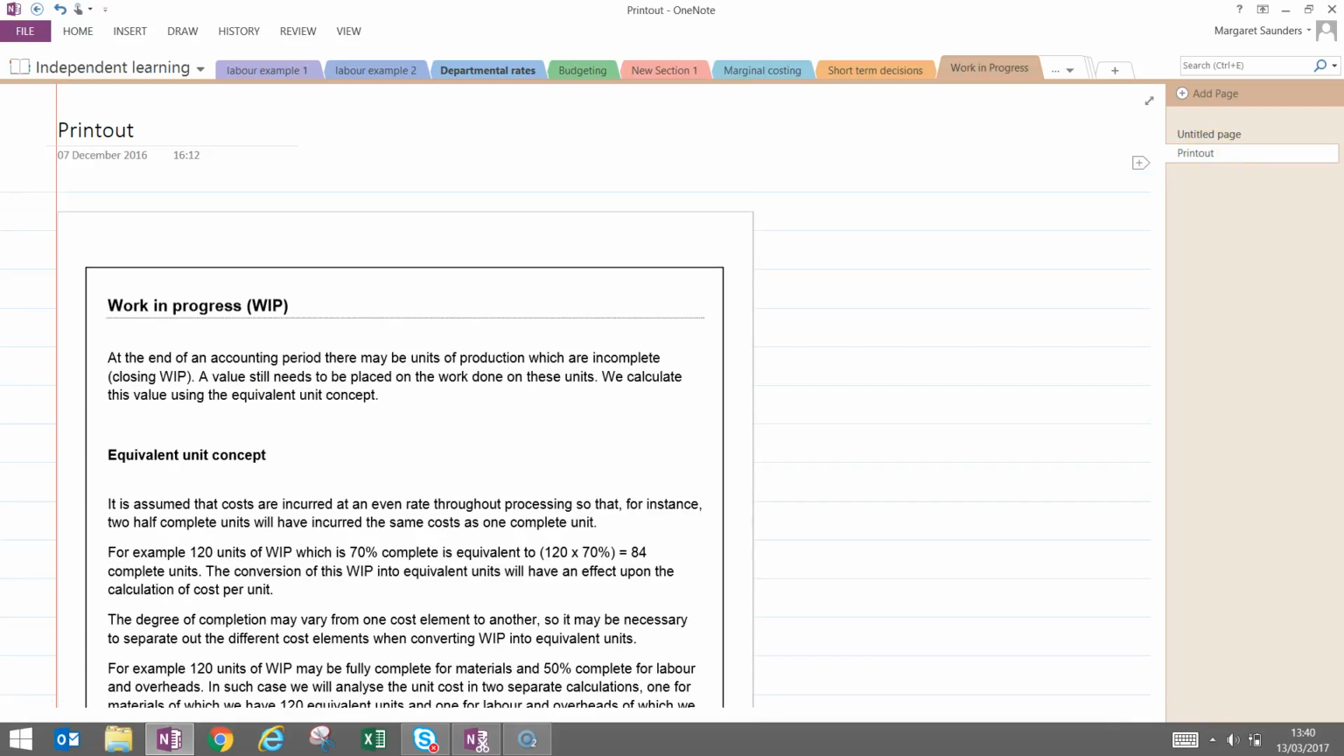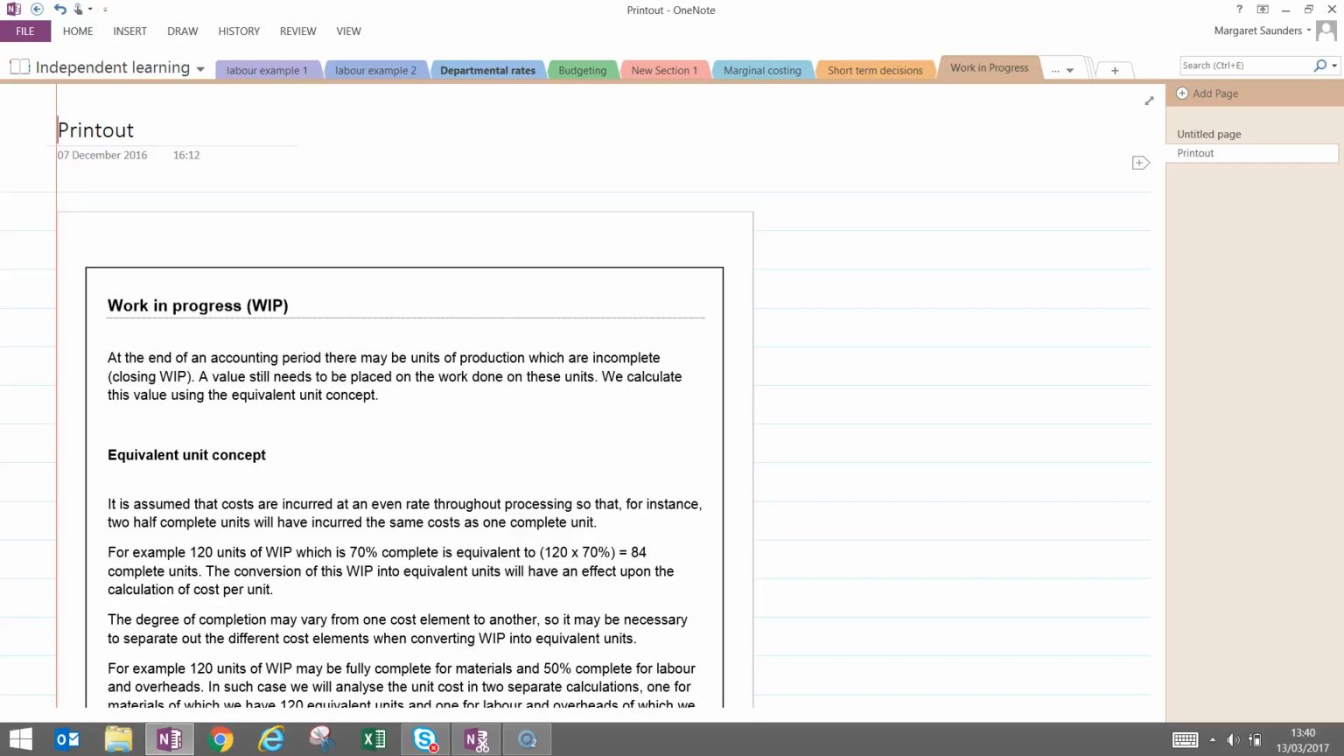What you will find is that in a continuous process, at the end of any accounting period, if we were to stop the process at that point, we would find that there were a number of units that were not completed. So they are our work in progress. We need to be able to value our work in progress, and in order to do this we use something called the equivalent unit concept.